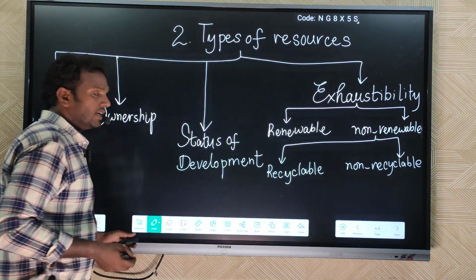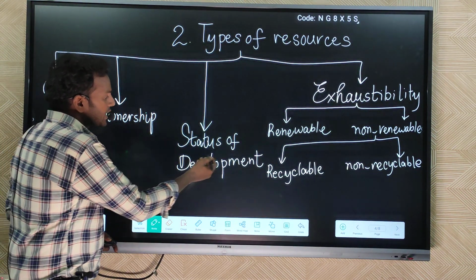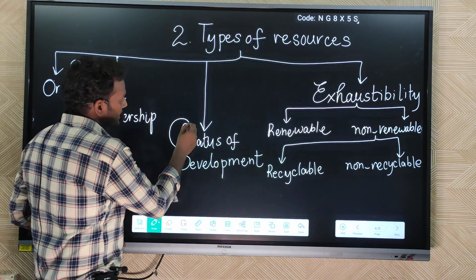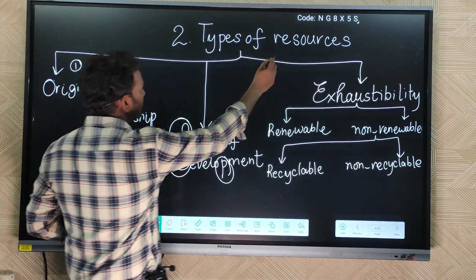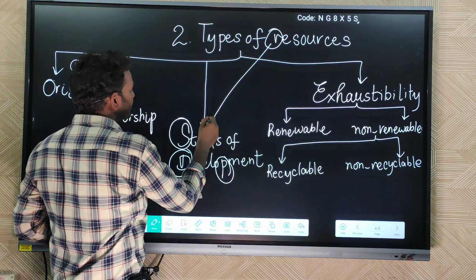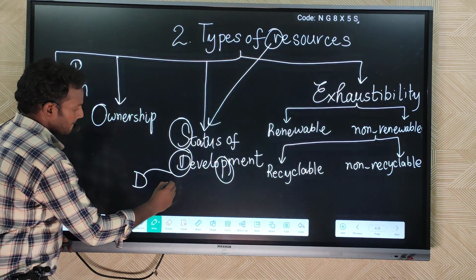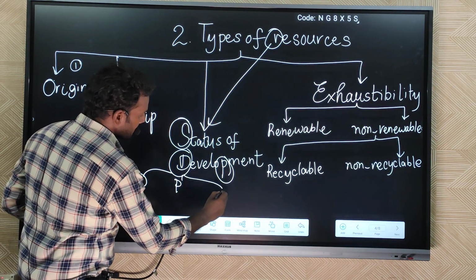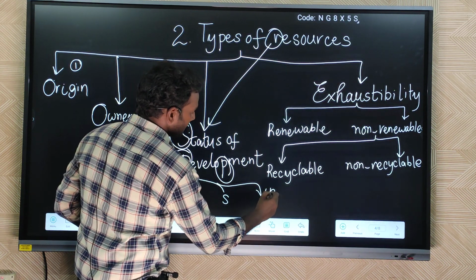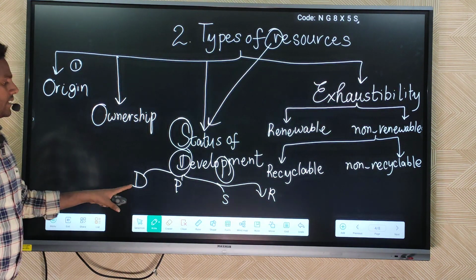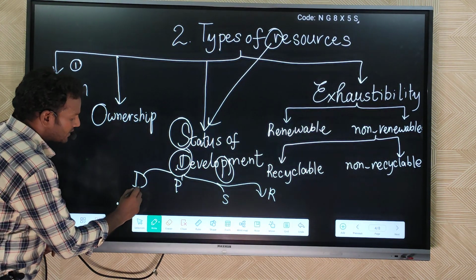See, the word itself says how many types of resources there are in status of development: S, D, P, C. These are the clue points. Okay, here D stands for developed resources. What are developed resources?